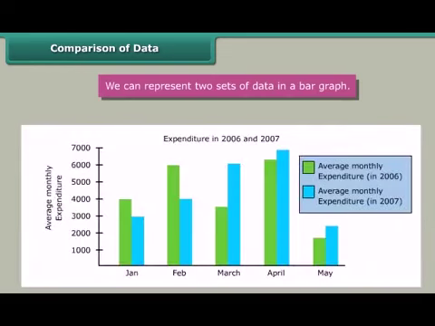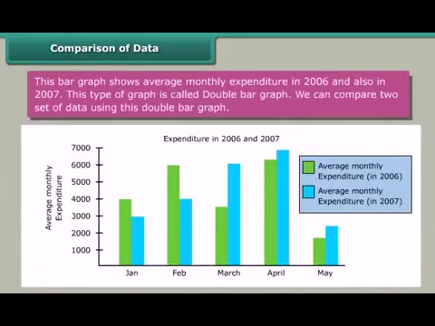Comparison of data. We can represent two sets of data in a bar graph. This bar graph shows average monthly expenditure in 2006 and also in 2007. This type of graph is called a double bar graph.